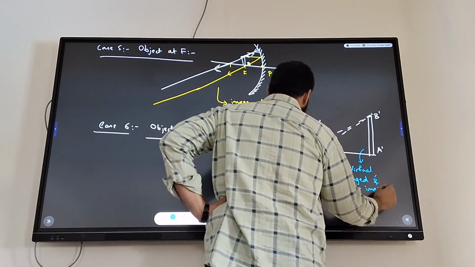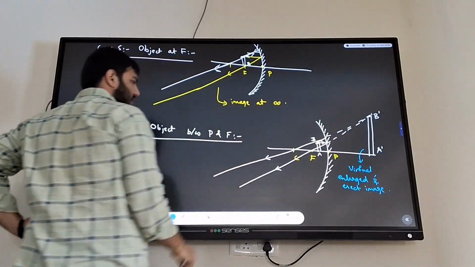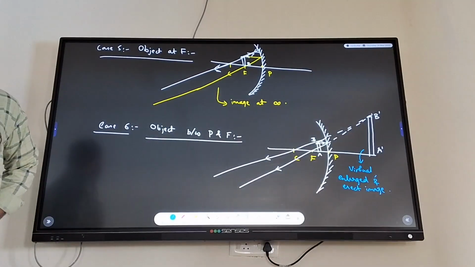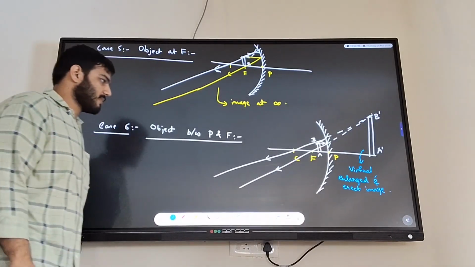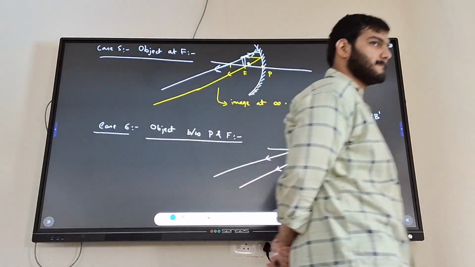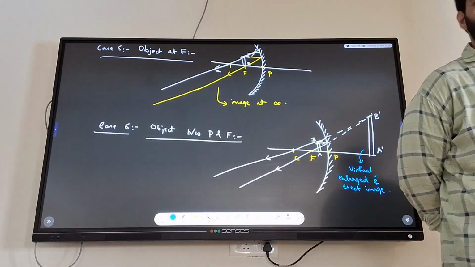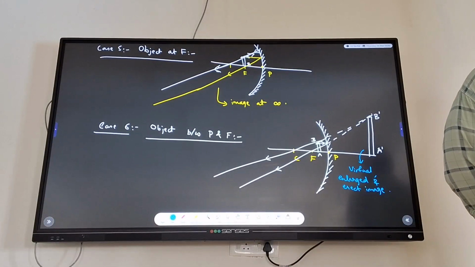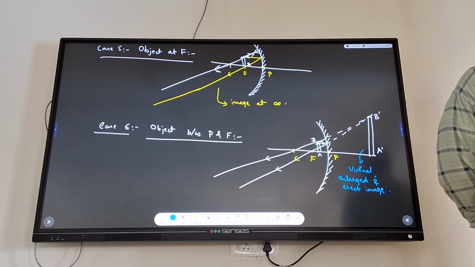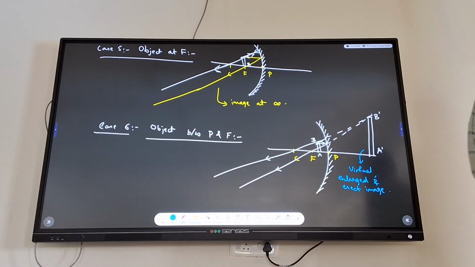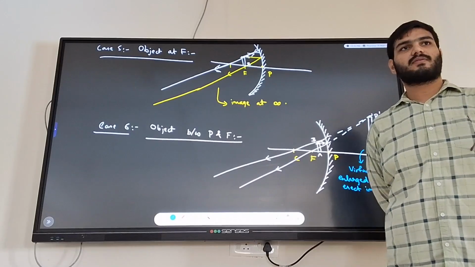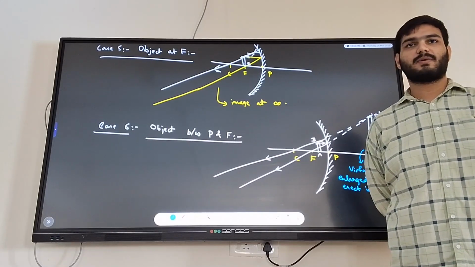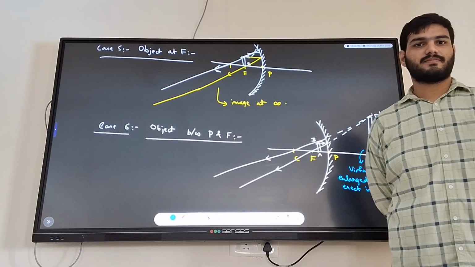The case written was image at infinity. You can't comment upon any other thing. And we are done with the ray diagrams. Did you understand? These are very simple diagrams. Choose any two rays. Many people were saying take the rays that are hitting at the pole, and that is also good enough. You can take those rays and you will be able to do it. Not a big deal. Okay?